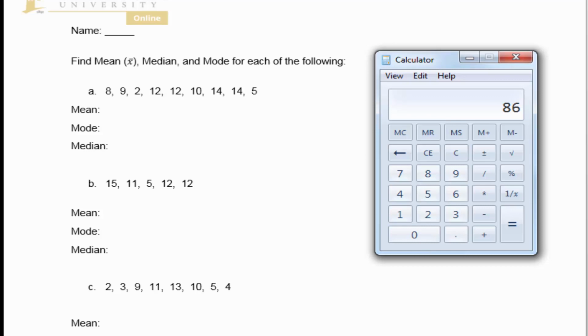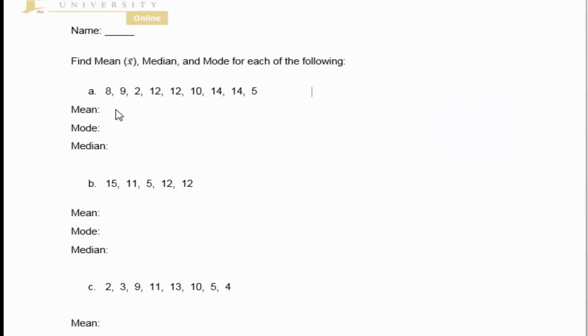Second step of the mean after we've added up all of the numbers is to divide by n, which is the total number of numbers that we have. It's the total number of people in our sample. So we have 1, 2, 3, 4, 5, 6, 7, 8, 9 data points, or 9 x's. So we're going to take the sum of those x's, which is 86, and we're going to divide by 9, which is our n. That gives us a 9.5 repeating. So using 2 decimal places, we'll call that a 9.56, and that's the mean for data set A.